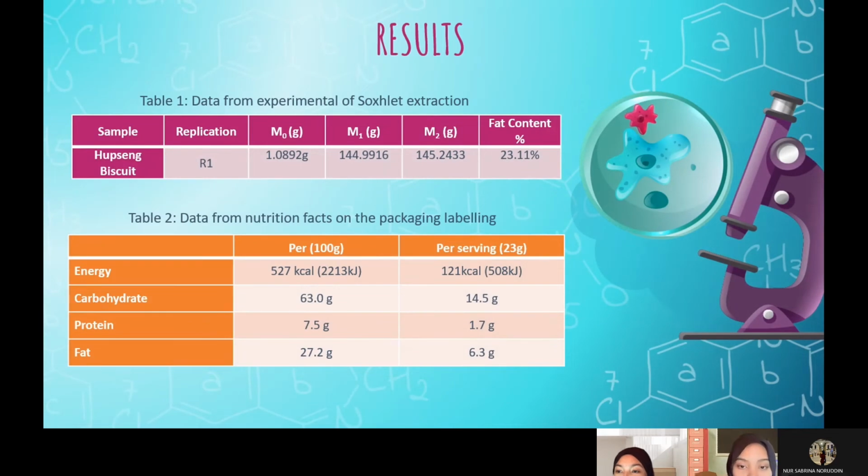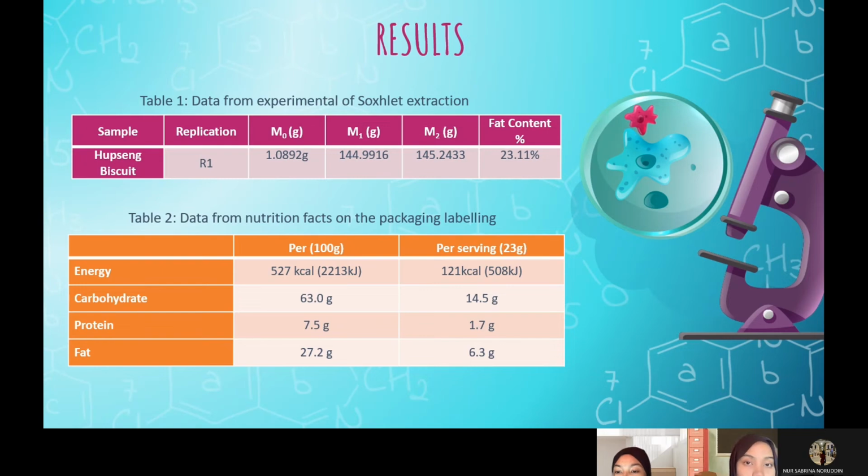Next is the result for our project. So we have two tables. The first table is data from the experimental Soxhlet extraction. For our project, we use Hup Seng biscuits and we do one replication.